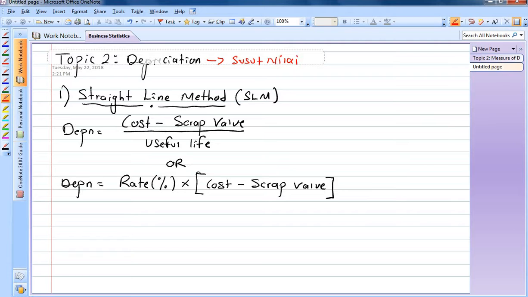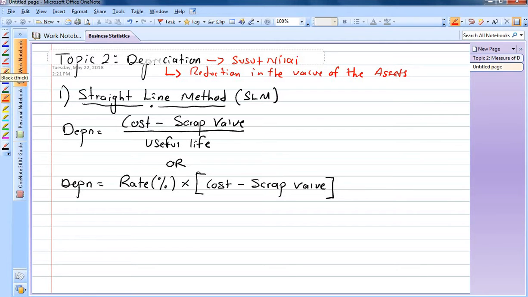Okay, so susut nilai or depreciation, where basically you buy an asset today, for example you buy a car today, after 5 years the car price will reduce, am I right? Okay, so that we call depreciation. So it's basically, depreciation means reduction in the value of the assets. Okay, reduction in the value of the assets.